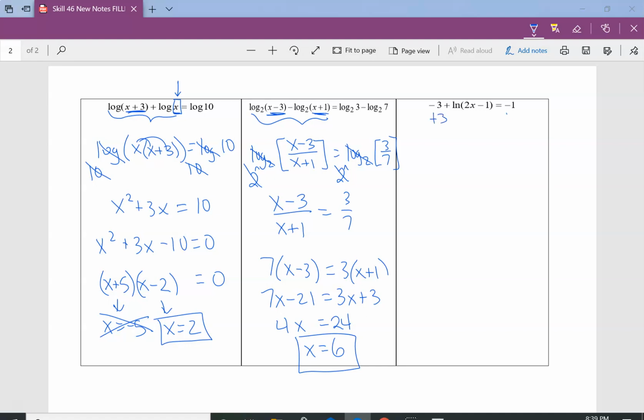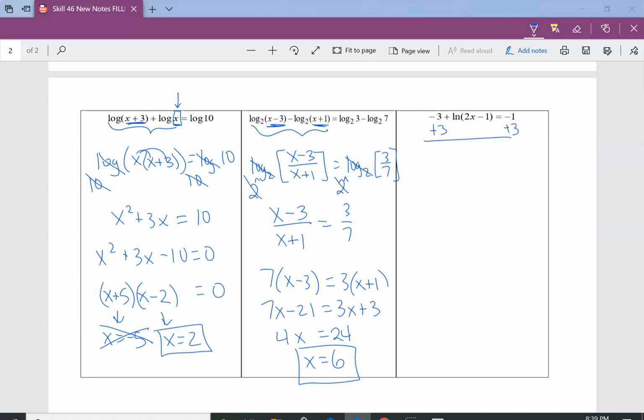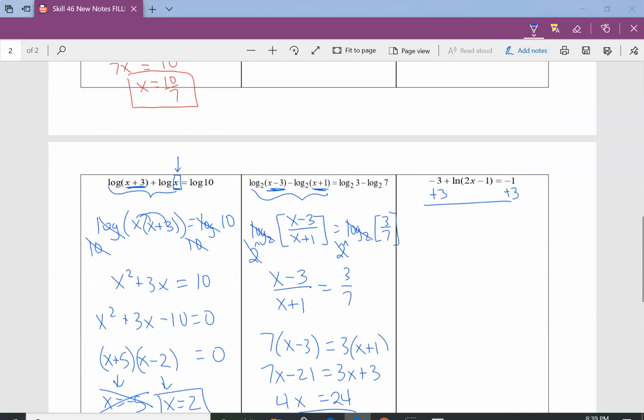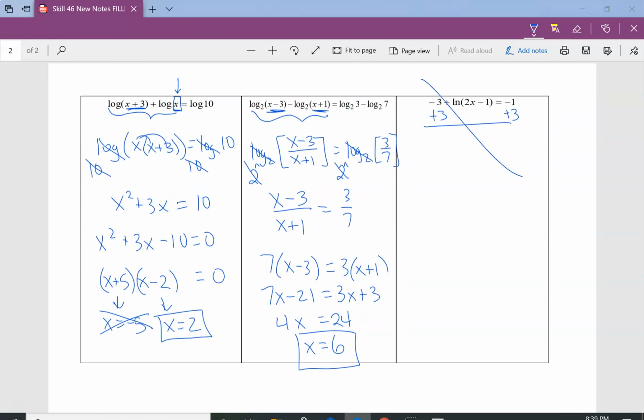Last one, I'm going to add 3 to both sides. I feel like we just did this problem, did we not? We did, so forget that one. All right, go ahead and try some problems on your own.